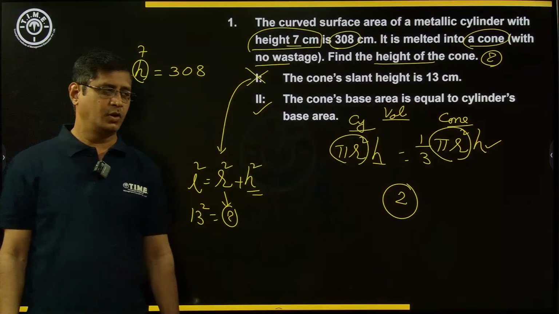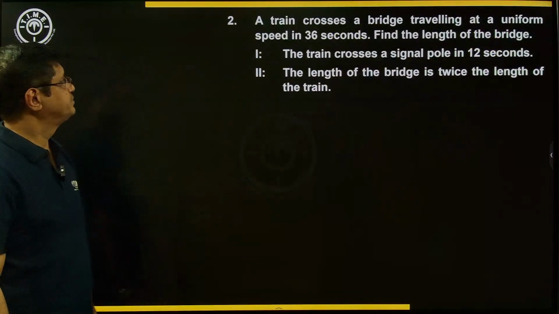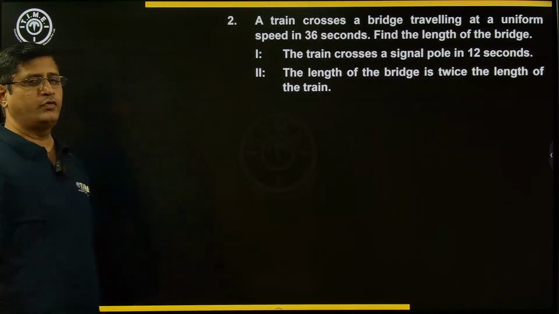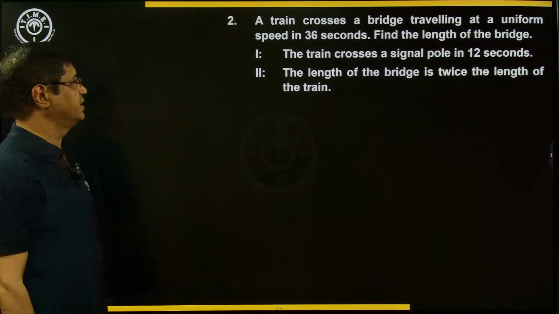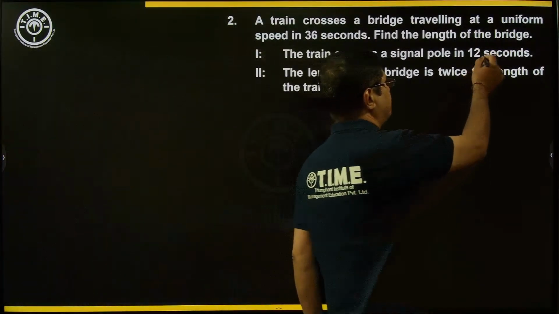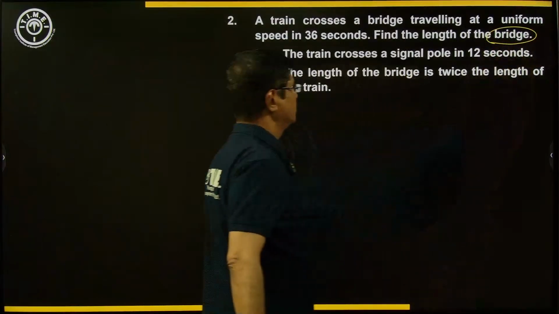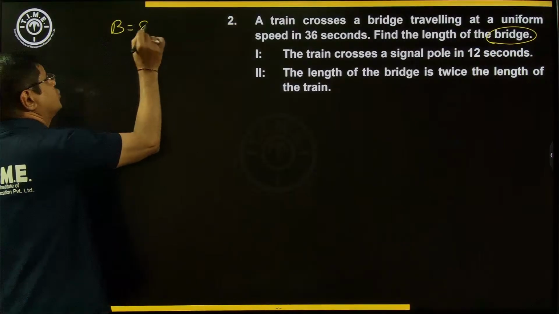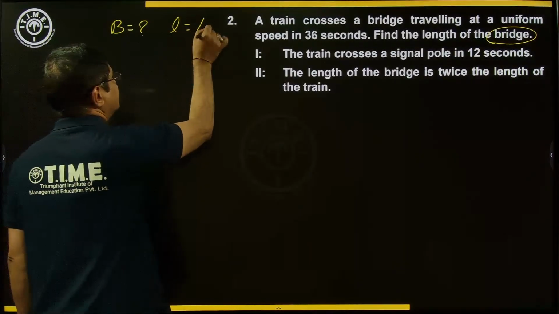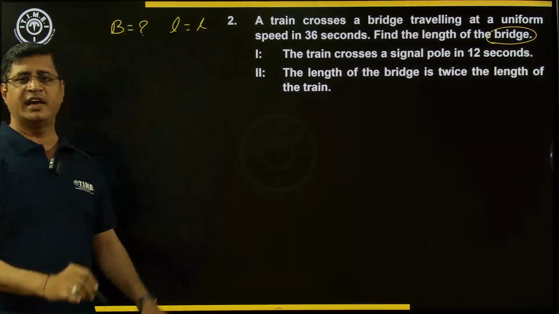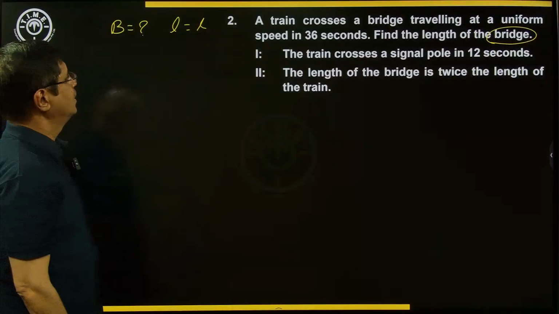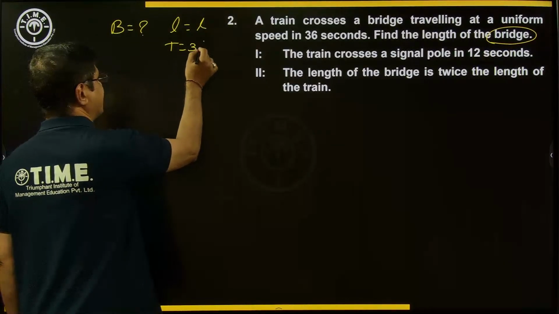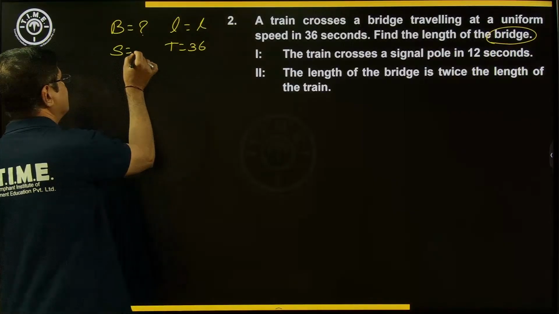Okay, look at the next example. A train crosses a bridge traveling at a uniform speed in 36 seconds. Find the length of the bridge. Bridge length is to be found. A train is crossing a bridge. So what is the length of the train? It is not given, hence I am assuming L as the length of the train. Now what about the time taken here? The time taken is 36 seconds. What about the speed? Speed is not given.